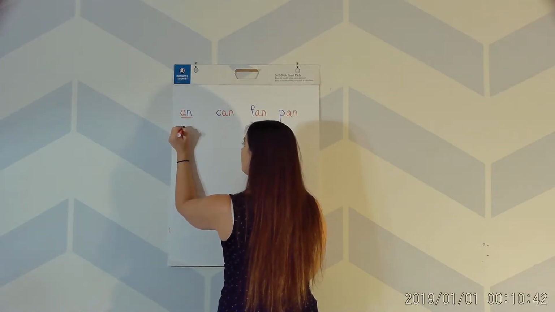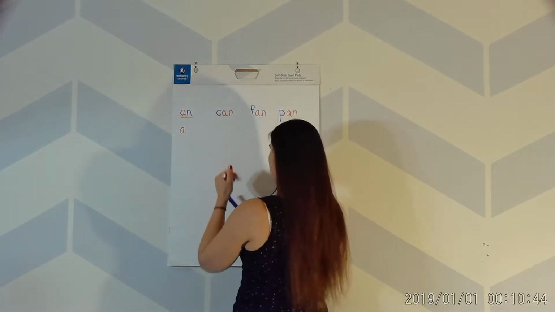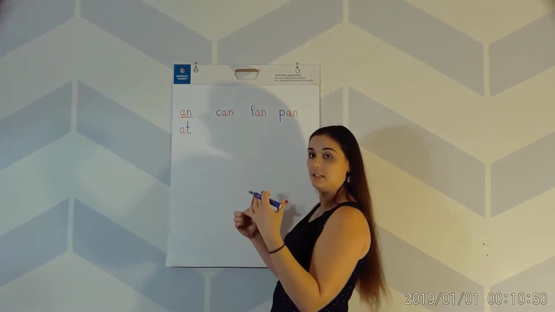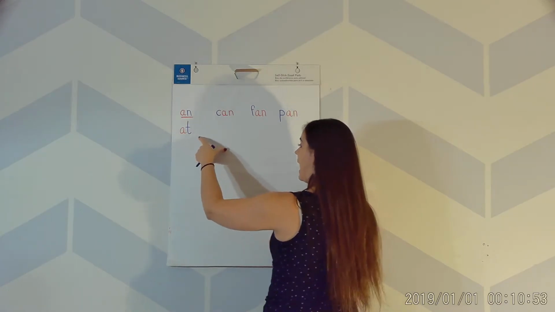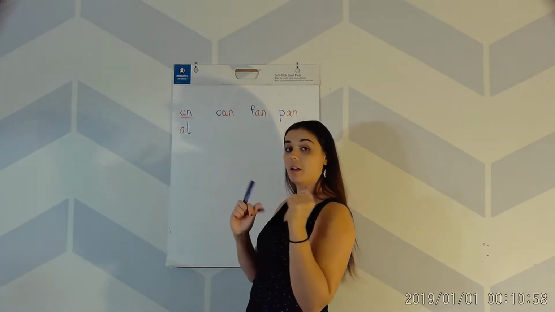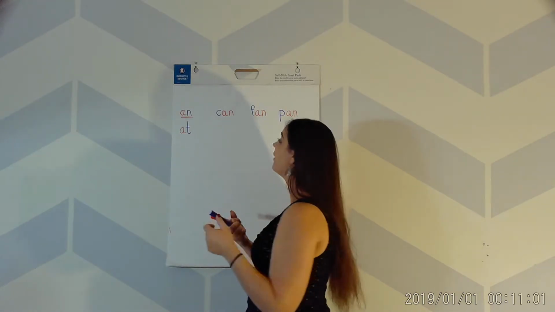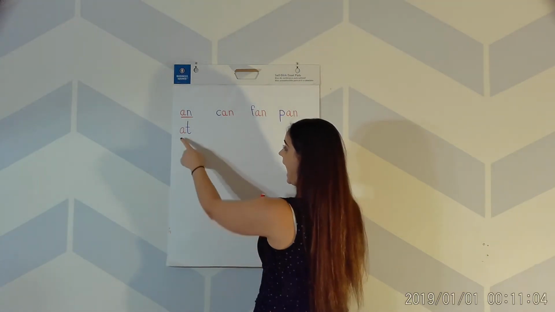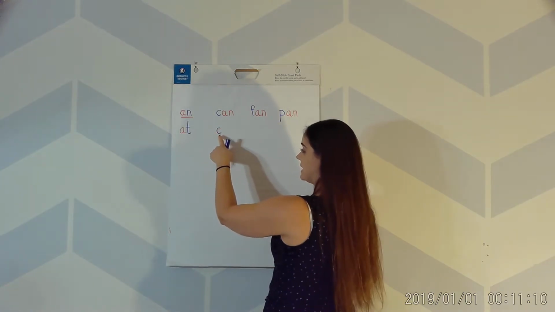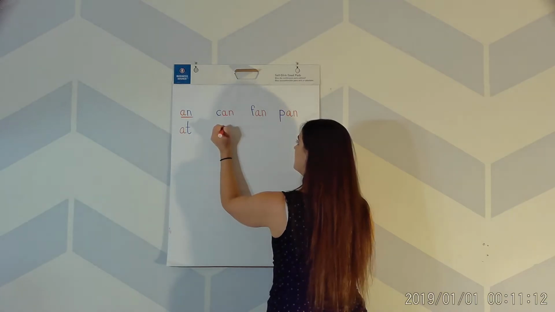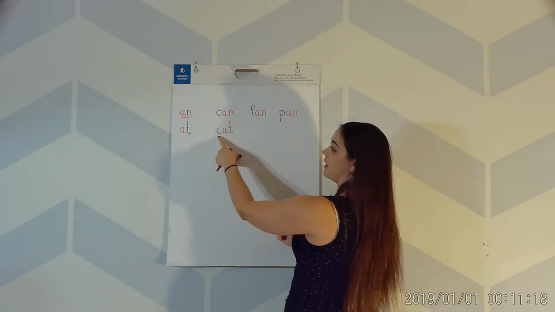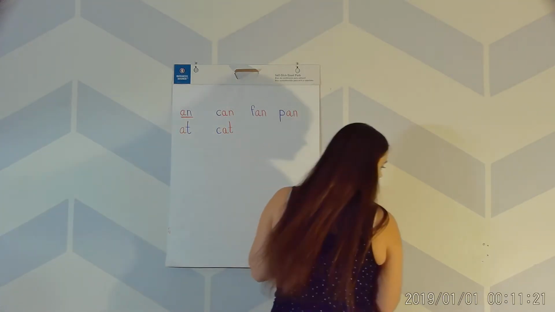So we make at. A says a. T says t. Let's blend. A, t, at. Right. Cat. Cat. K, a, t. Cat. So I'm going to take this word at, and I'm going to add that k. So C says k. A-T says at. K, at, cat.